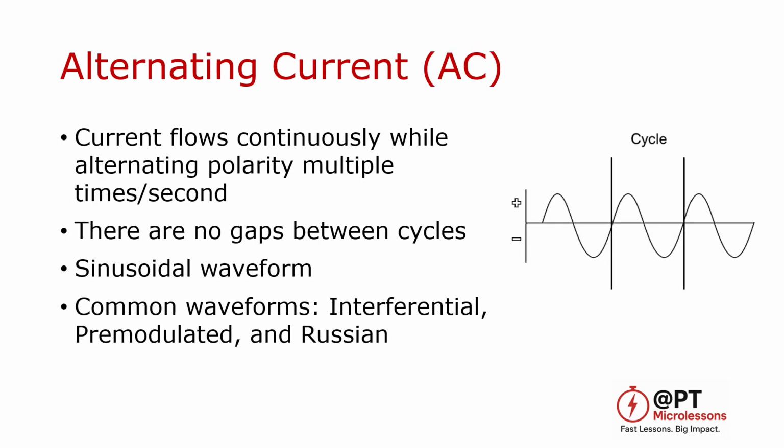Alternating current flows continuously while changing direction multiple times per second. There are no gaps between cycles. This produces a smooth sinusoidal waveform. Common examples include interferential, premodulated, and Russian current.